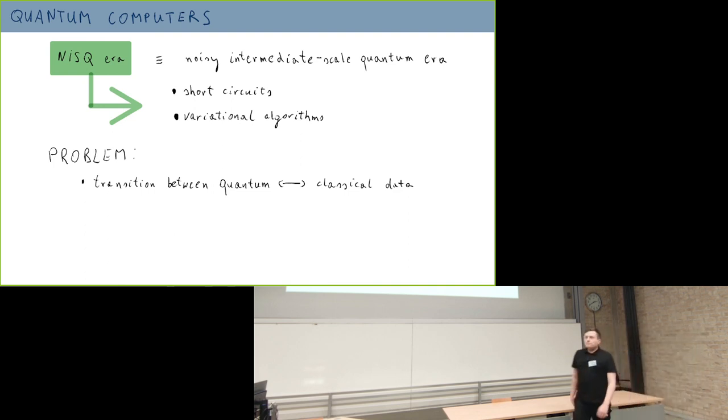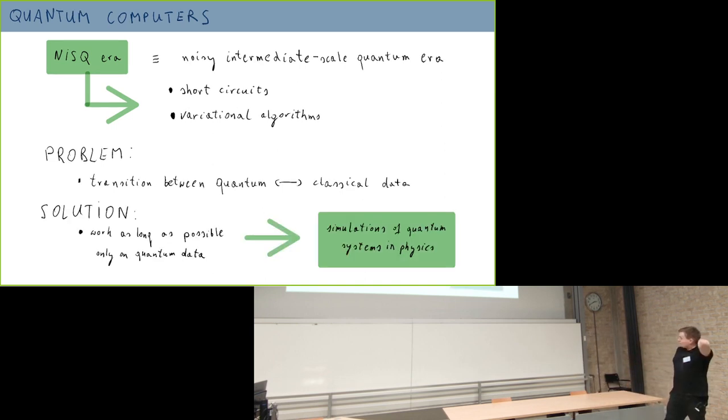But there is also another problem, namely the transition between classical data and quantum data, because it is often the situation that embedding classical data on a quantum processor is exponentially hard, and similarly, obtaining classical results from a quantum register also often requires exponentially many measurements. All of these things lead us to a conclusion: the solution to this problem is to work as long as possible using quantum data, not classical. And all of this leads us to the conclusion that one of the possible applications in the nearest future for quantum computers is simulations of quantum systems in physics.